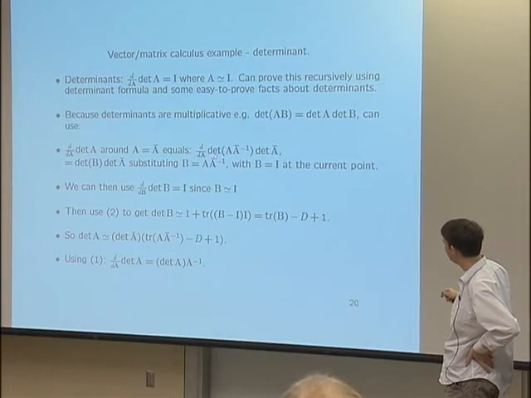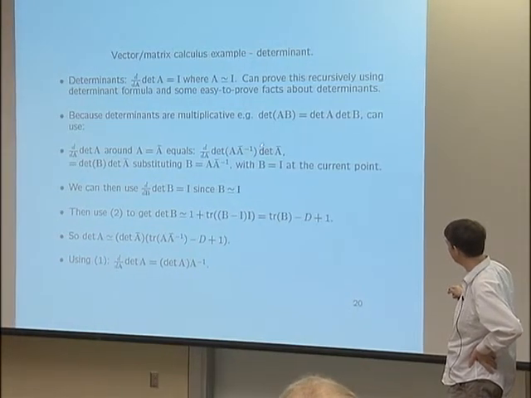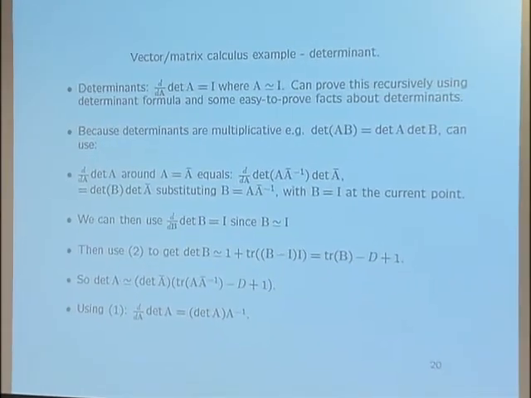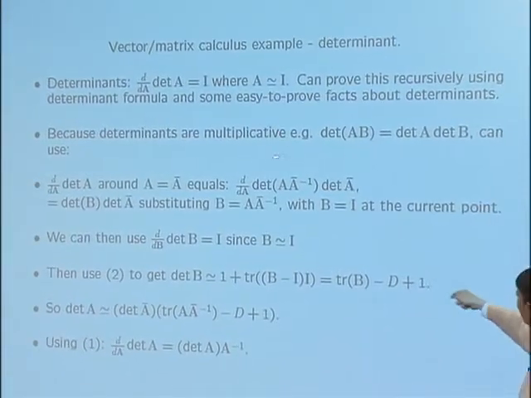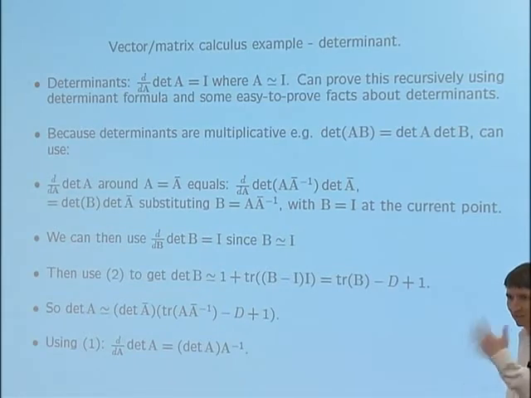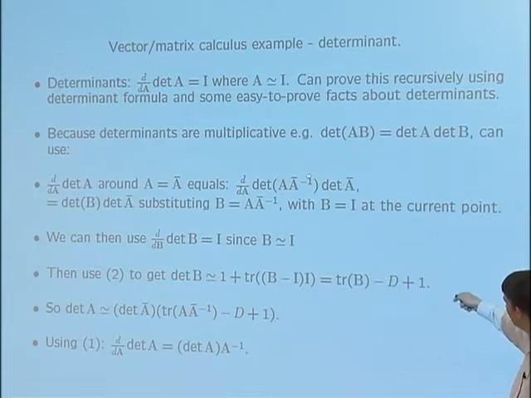is d by dA of this times this. Now, the reason we do this is that now this is obvious because the A bar just cancels. Determinant of an inverse is just the inverse of the determinant. But the reason we do this is that this is now going to be approximately the unit matrix, and this is just a constant.